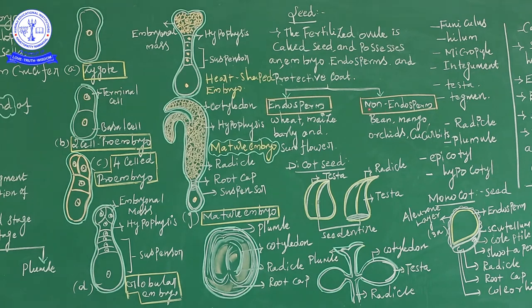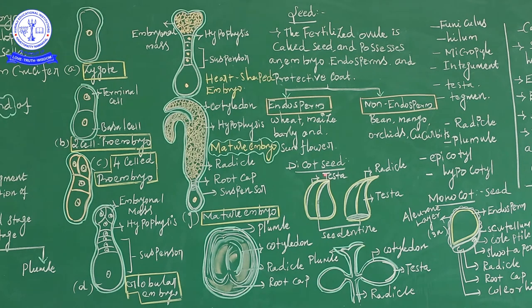Examples of endosperm seeds are wheat, maize, barley and also sunflower. The next one, non endosperm plants, for example bean, mango (Mangifera indica), and orchids. Orchids are ornamental plants, and the cucurbita, the pumpkin family, are also non endosperm. That is the differentiation between endosperm and non endosperm character.